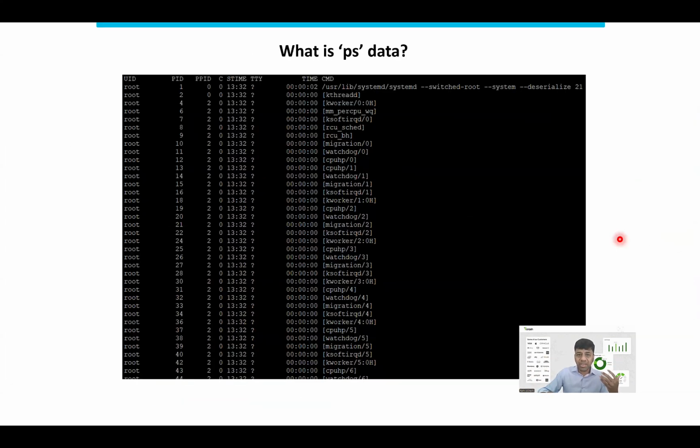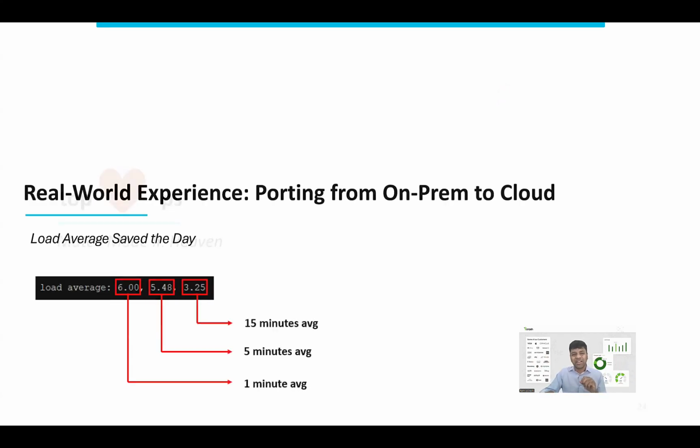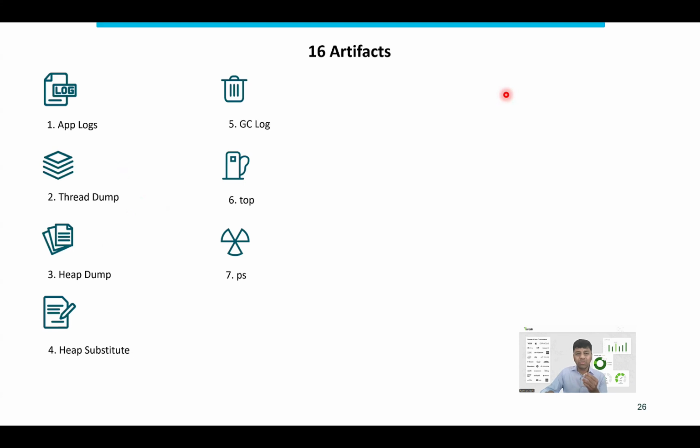Rather, if we use the ps command, process status, it gives us the complete arguments with which the process was launched. So marrying top with process status gives us very detailed information. These are the processes and this is what was launched. It gives a very comprehensive view, right? So I say top loves process status. It's a match made in heaven. Okay. Now, friends, we talked about 7 artifacts so far.